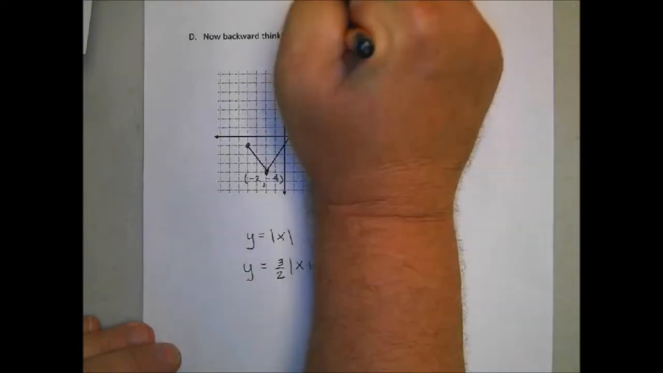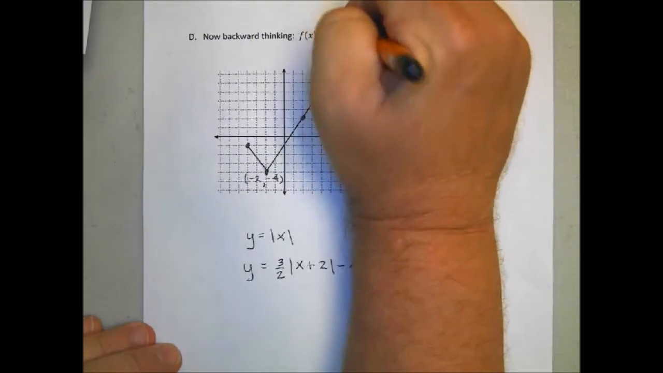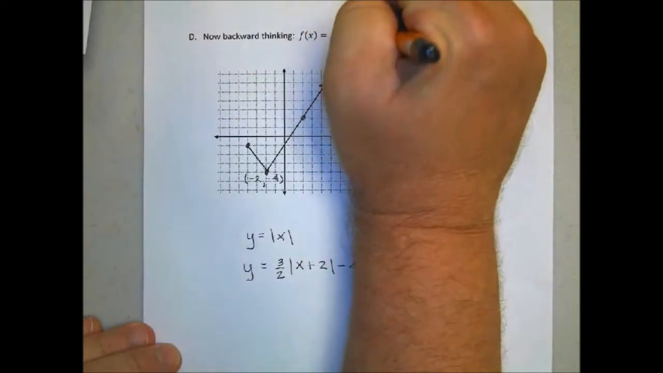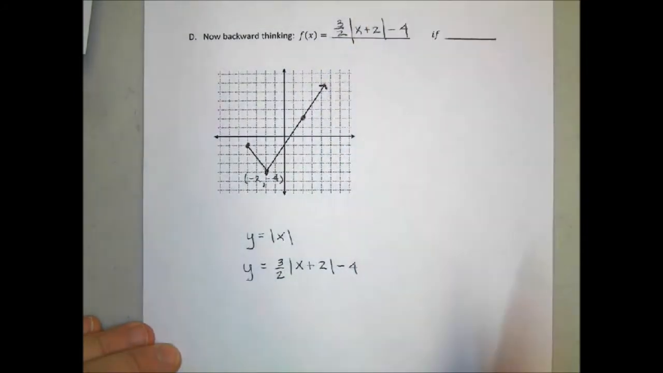So that would be the equation of this full absolute value graph. F of x equals 3/2 absolute value bar x plus 2 and then -4.